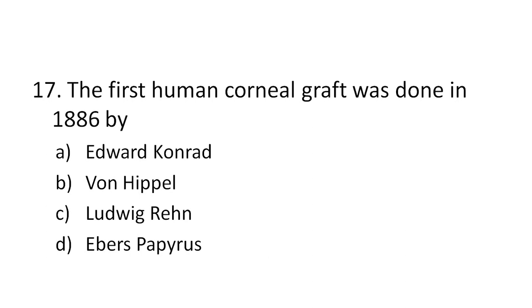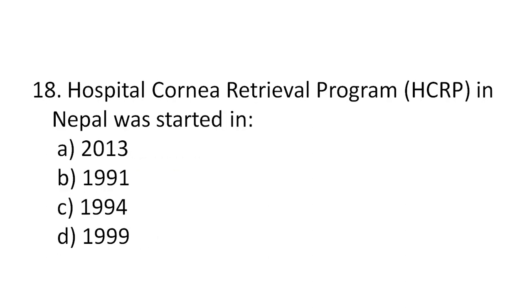17. The first human corneal graft was done in 1886 by: A. Edward Conrad, B. Von Hippel, C. Ludwig, D. Evers Papyrus. The correct answer is Von Hippel.